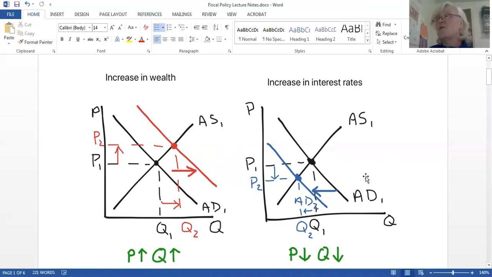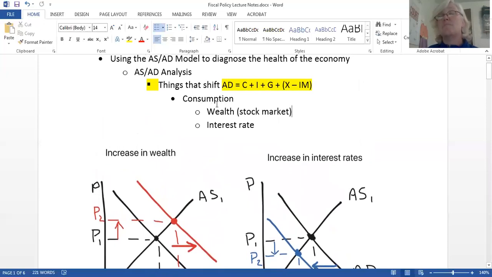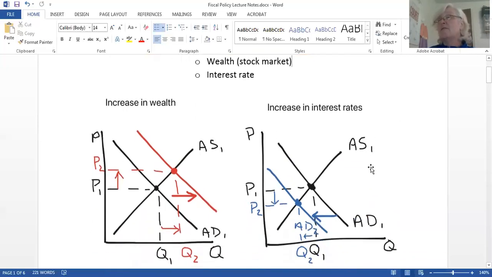On the other hand, one of the things that I have under consumption in my notes up here, another factor that affects how much people buy, especially when we're talking big ticket items like houses or new cars, are things that they finance. And so interest rates are going to be important. When interest rates rise, we see fewer people buying new houses. We see fewer people buying new cars. So that will shift the aggregate demand curve. A rise in the interest rate is a decrease in aggregate demand.